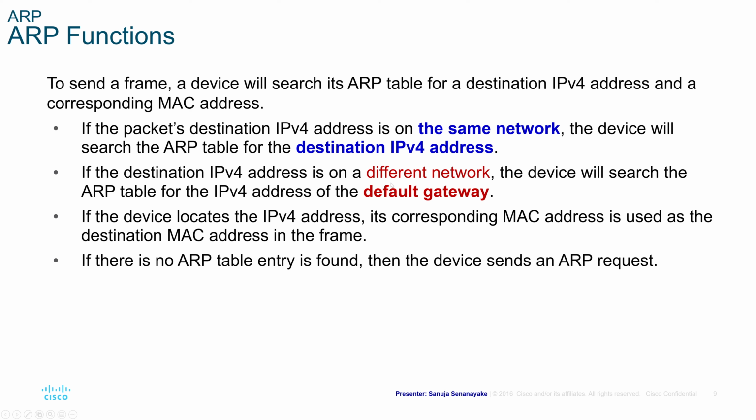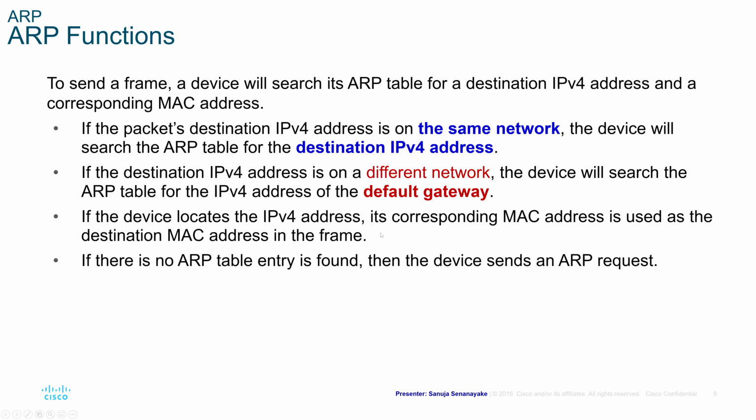If the destination IPv4 address is on the same network, the device will search the ARP table for the destination IPv4 address. But if the destination IPv4 address is on a different network, the device will search the ARP table for the IPv4 address of the default gateway. So that's an important concept that you understand.